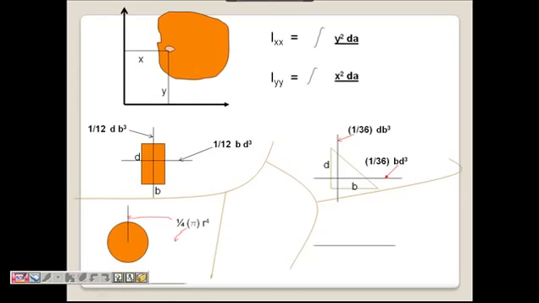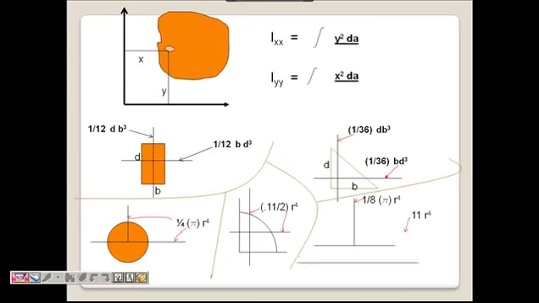Come to the circle family, starting with the full circle. You see there centroidal x and y axes, the values of moment of inertia about these two axes are the same, and they are pi by 4 into r raised to 4. For a quarter circle, these numbers are 0.11 r raised to 4 for both the moments of inertia. And for the semicircle, the values for Ixx and Iyy are different. For Ixx, it is 0.11 r raised to 4, whereas for Iyy, it is 1 by 8 pi r raised to 4.